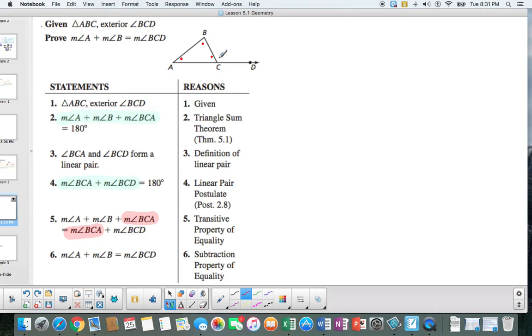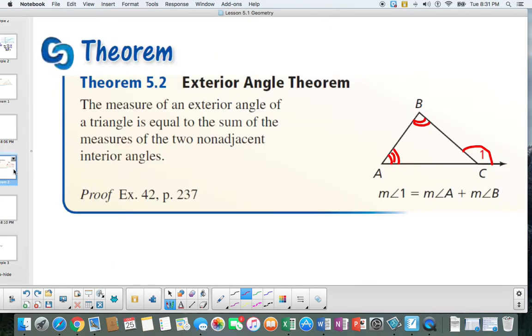So I'm going to put like a little double here. So I know this angle and this angle add up to 180. So we have two 180s. And I'm going to use the transitive property and make this equal to this. Okay, and I notice that they have the same angle on the left-hand side and the right-hand side of the equal sign, so I'm going to subtract them, and then I'm going to get these two angles right here equal to the exterior angle.